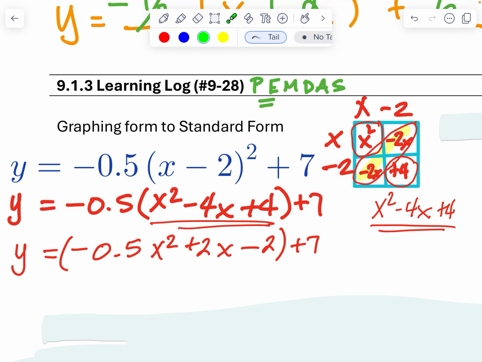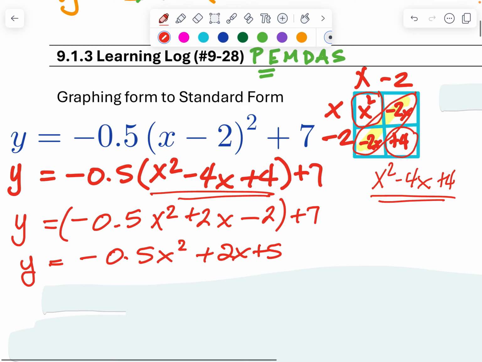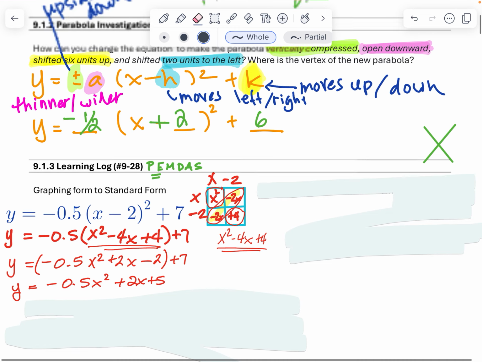The last thing I need to do, according to order of operations, is adding and subtracting. Well, I have some like terms that I need to add and subtract here, so I need to put those together. So I'm going to have negative 0.5x squared plus 2x, and now is when I need to add my like terms. Negative 2 plus 7 is 5. So here is my new equation in standard form. That's what you need to be able to do. Let me zoom back out a little bit.